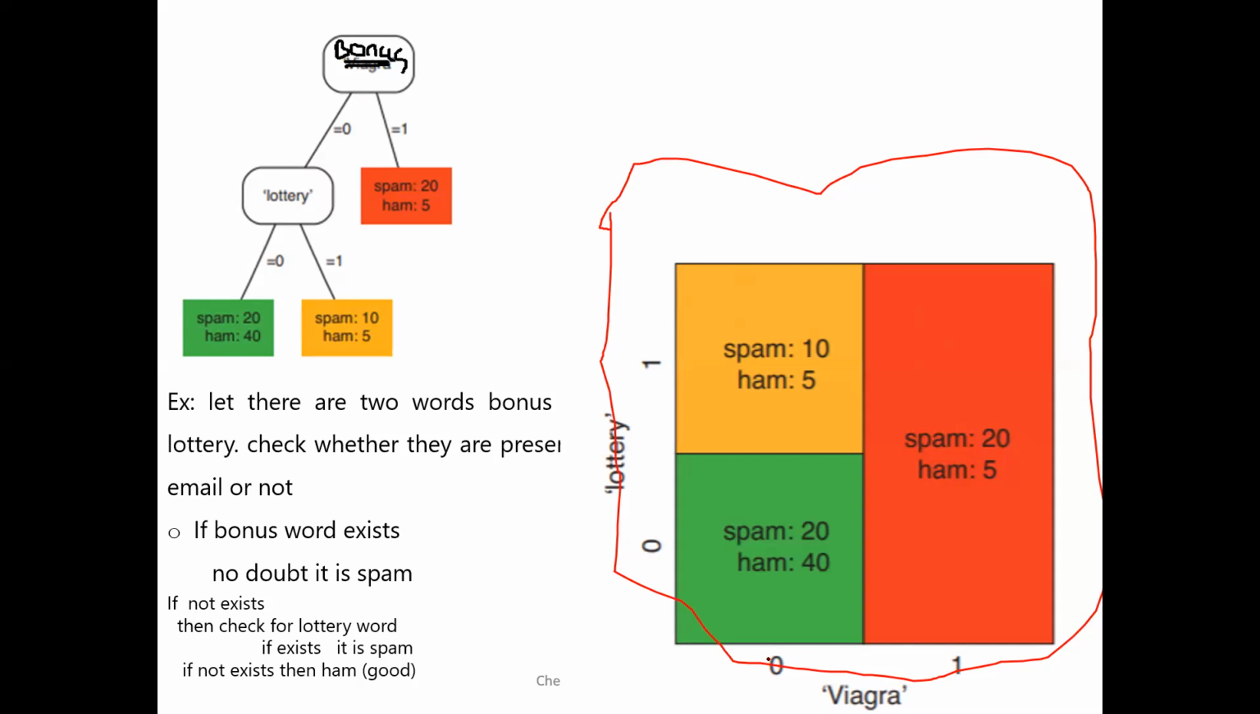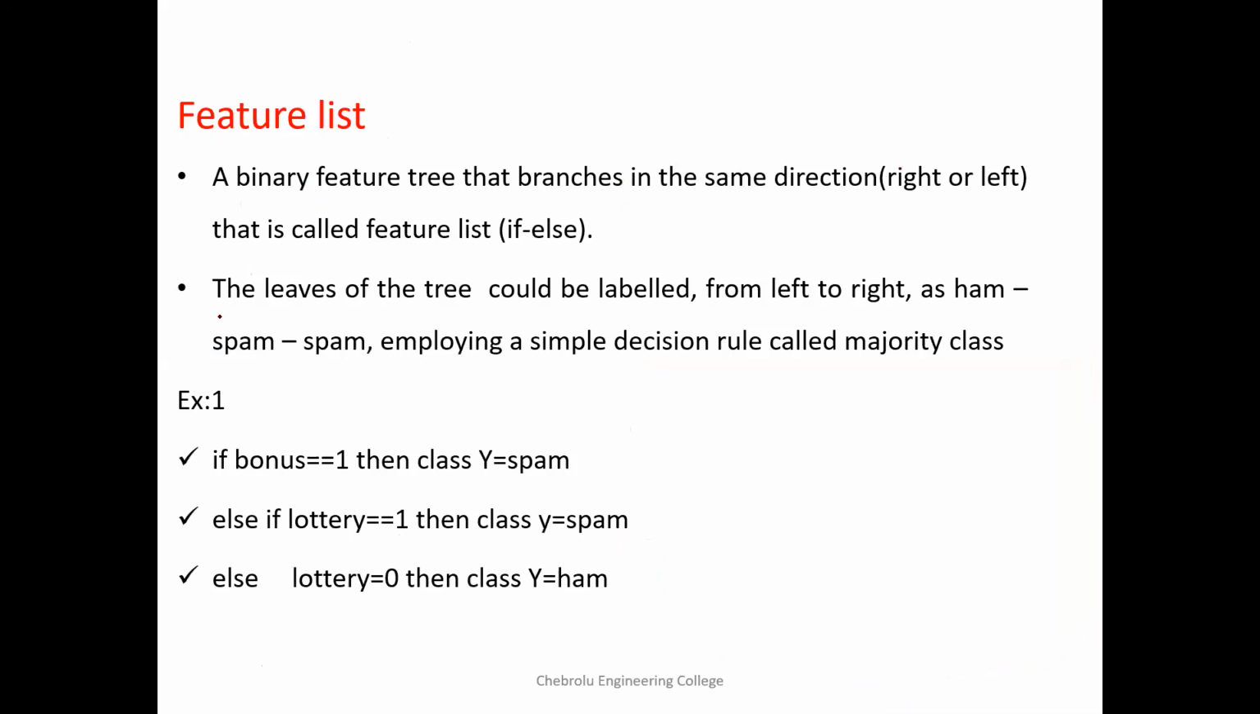If Viagra is 0, then we check. If lottery is 1, spam becomes 10. And if not, then the spam becomes 20 and ham becomes 40. As simple as this. So next, the feature list.